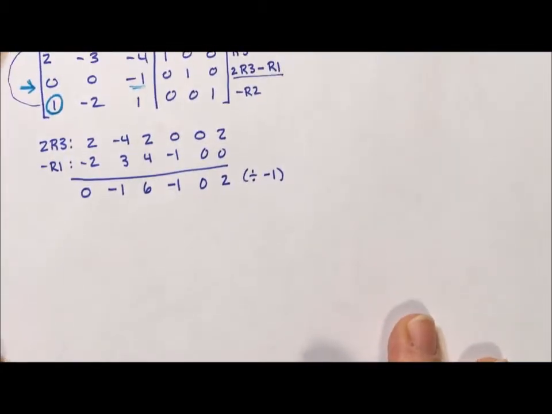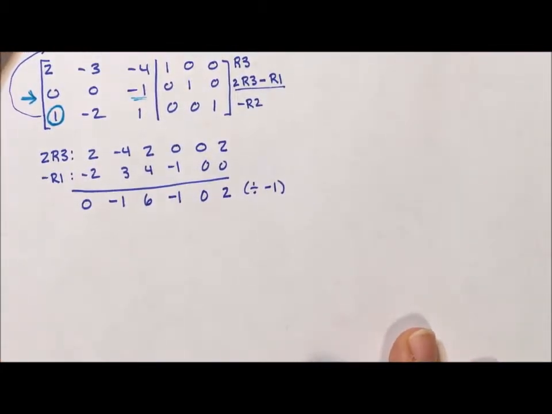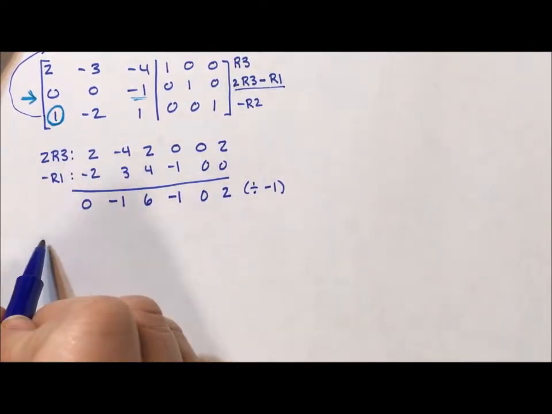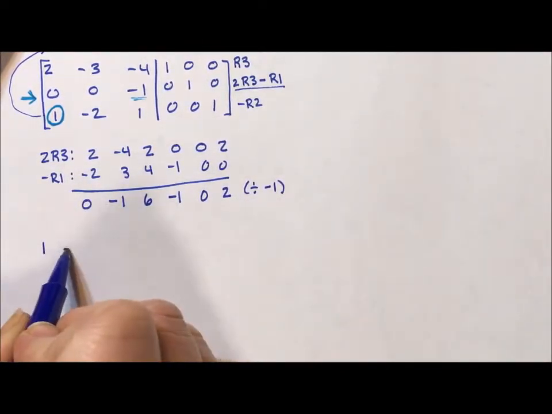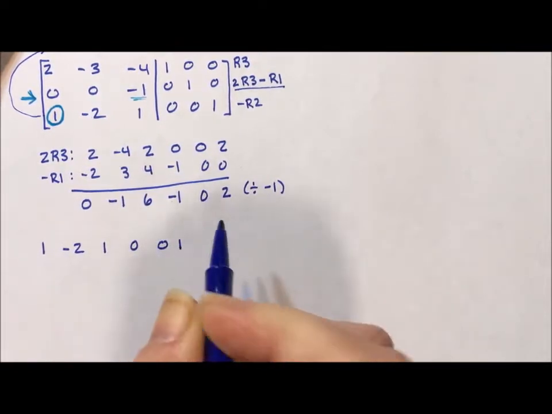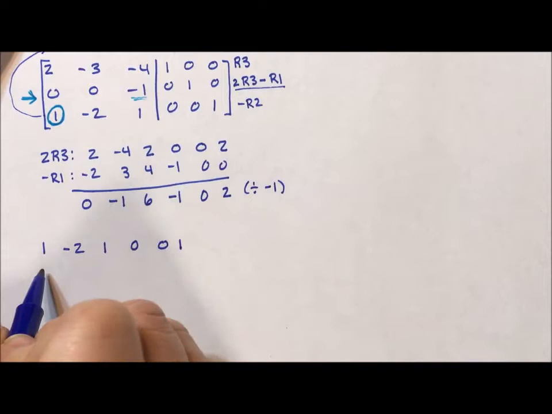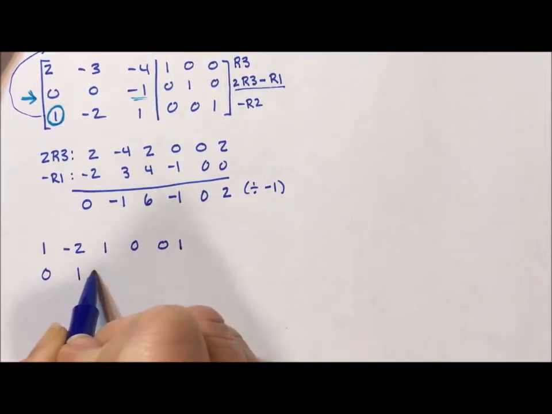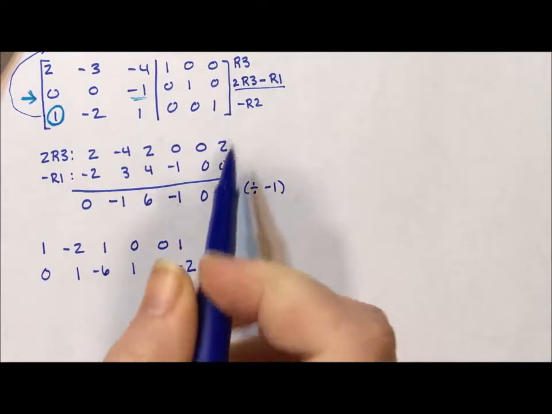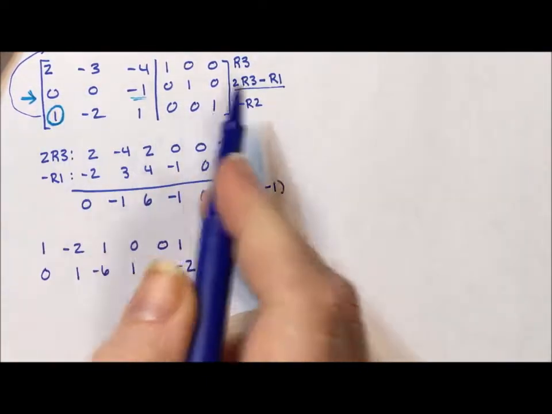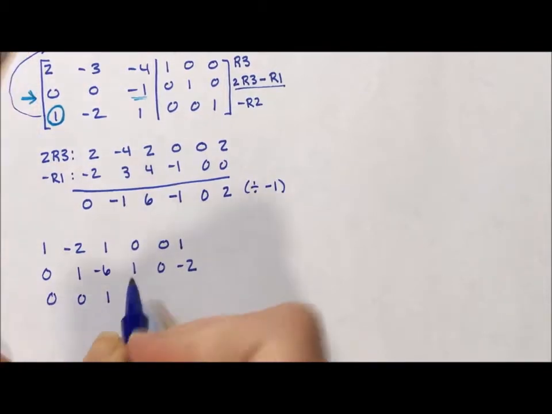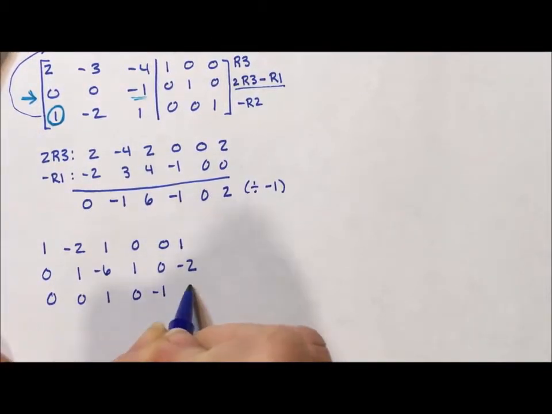So I don't want to lose the whole matrix. My new row 1 is going to be row 3. So for my new row 1, I write 1, -2, 1, 0, 0, 1. Row 2 becomes this new line, 0, 1, -6, 1, 0, -2. And the third row is the negative of row 2, so 0, 0, 1, 0, -1, 0.